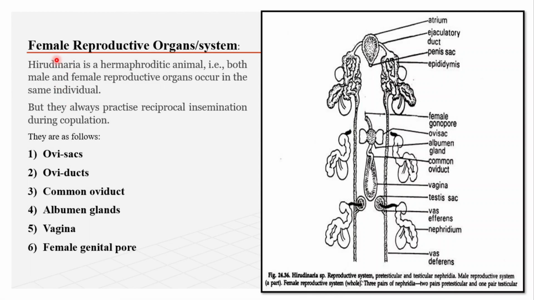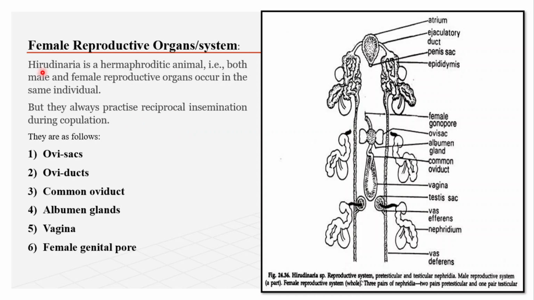In cattle leech, the female reproductive organs are given in this diagram here on the right side. Hirudinaria is a hermaphroditic animal, that is, both male and female reproductive organs occur in the same individual. This word hermaphrodite we have heard in many previous lectures, but they always practice reciprocal insemination during copulation. This we will see in the next lecture in the life cycle, how the copulation takes place and what reciprocal insemination is.